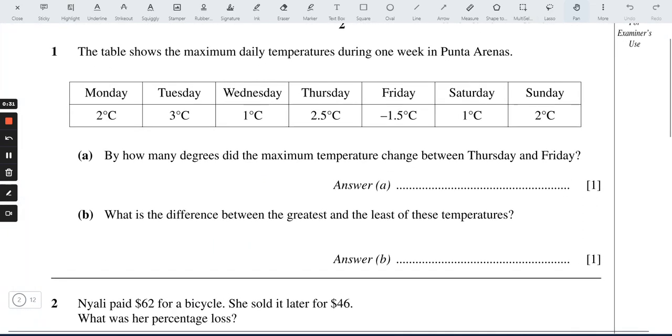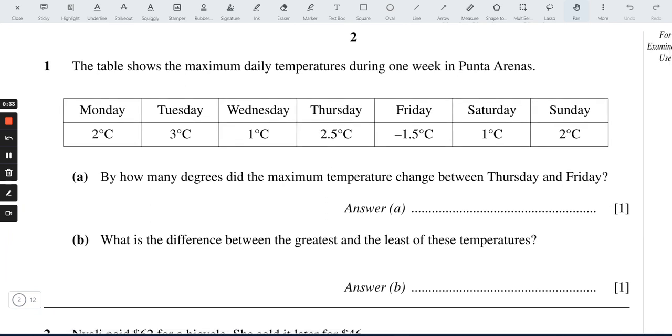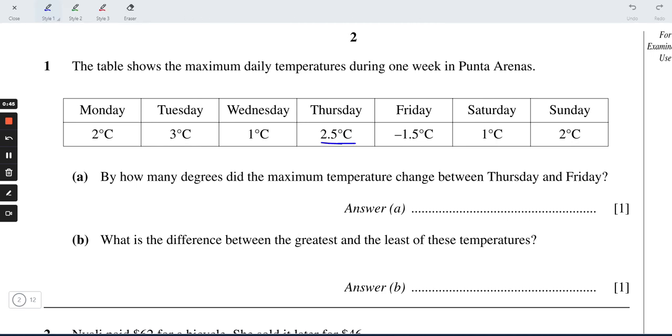Question number 1, the table shows the maximum daily temperatures during 1 week in Punta Arenas. By how many degrees did the maximum temperature change between Thursday and Friday? Thursday here we have 2.5, Friday minus 0.5. So from Thursday to Friday it's going down. You can use your calculator: 2.5 plus 1.5, you will get 4 degrees.